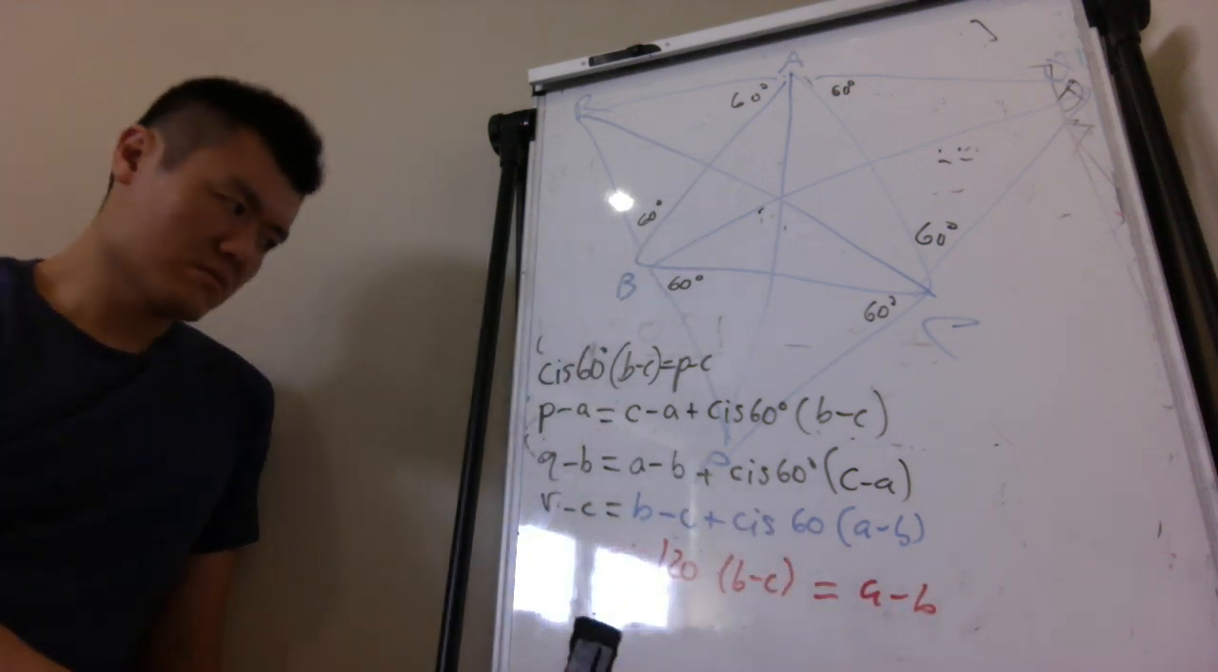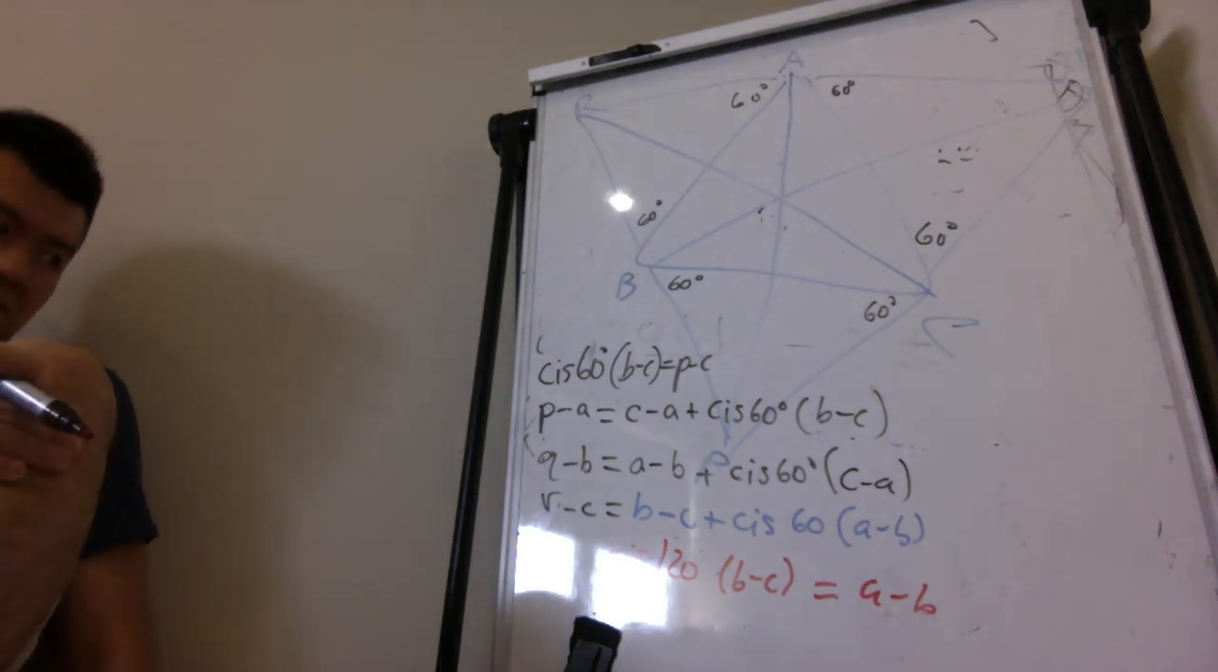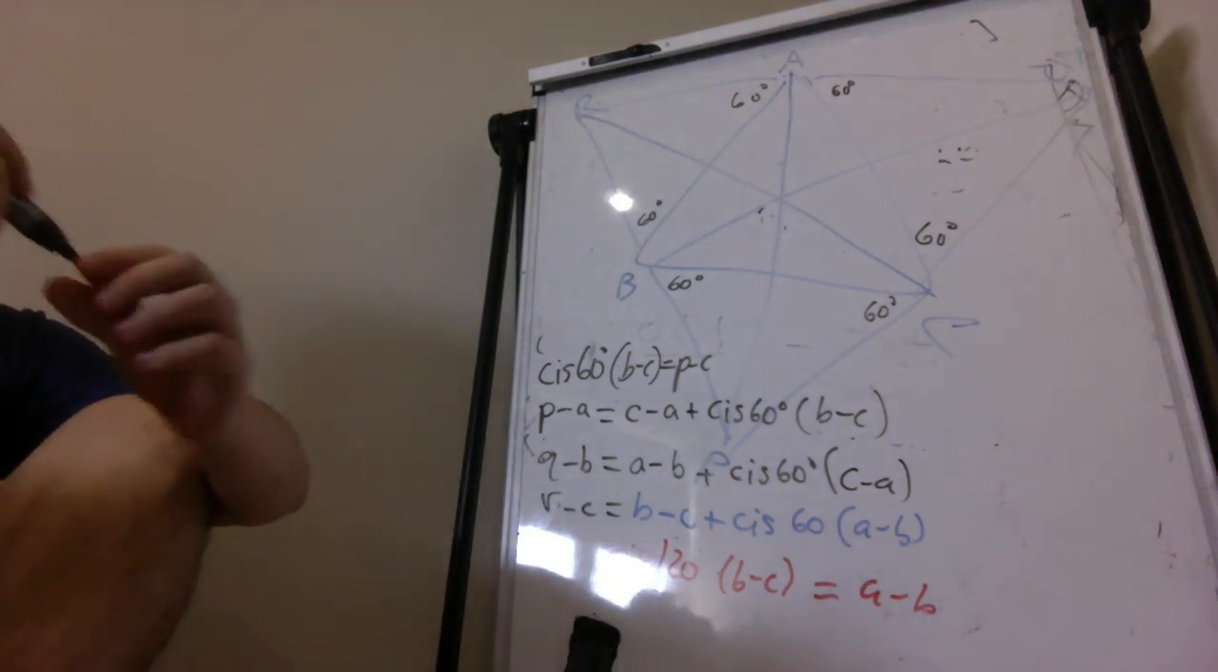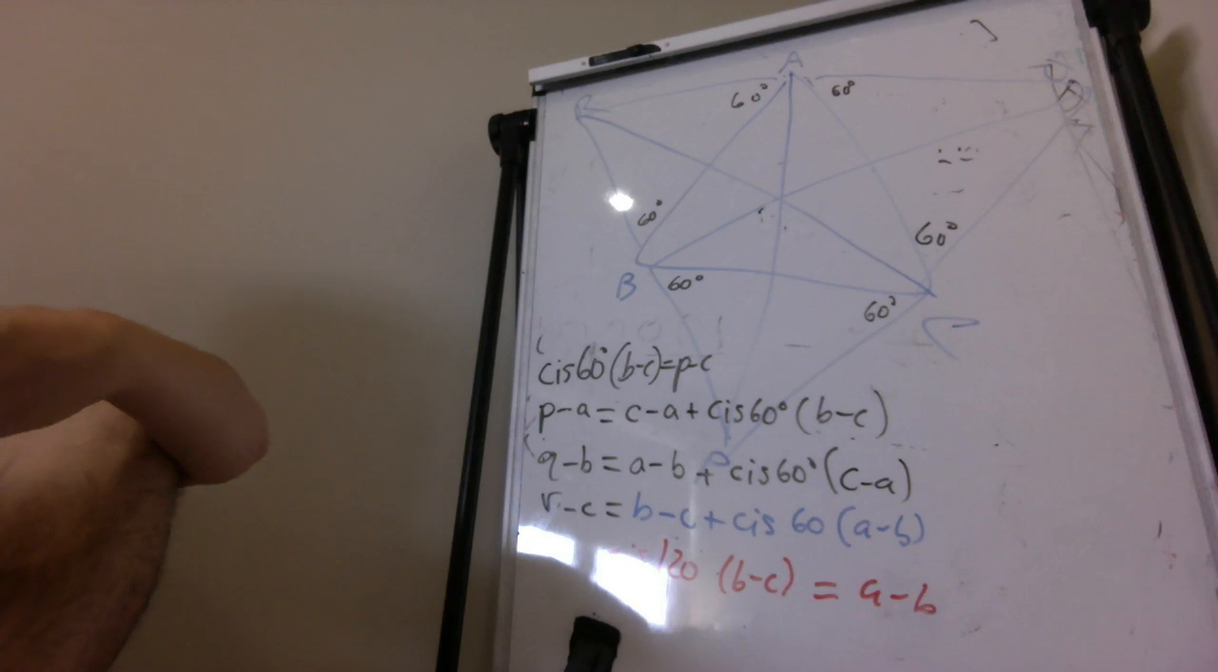That's what you mean by multiplying by rotation. Cis90 is equal to i. That doesn't make sense, right? Something went wrong. So B minus C, if you rotate it by 120, that should not get you A minus B. Or should it? No, because you start with an arbitrary triangle, so something went wrong.